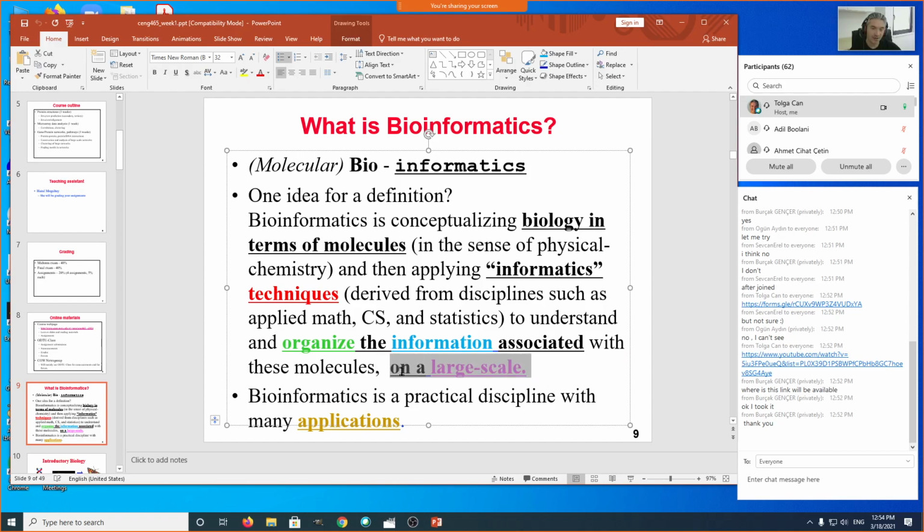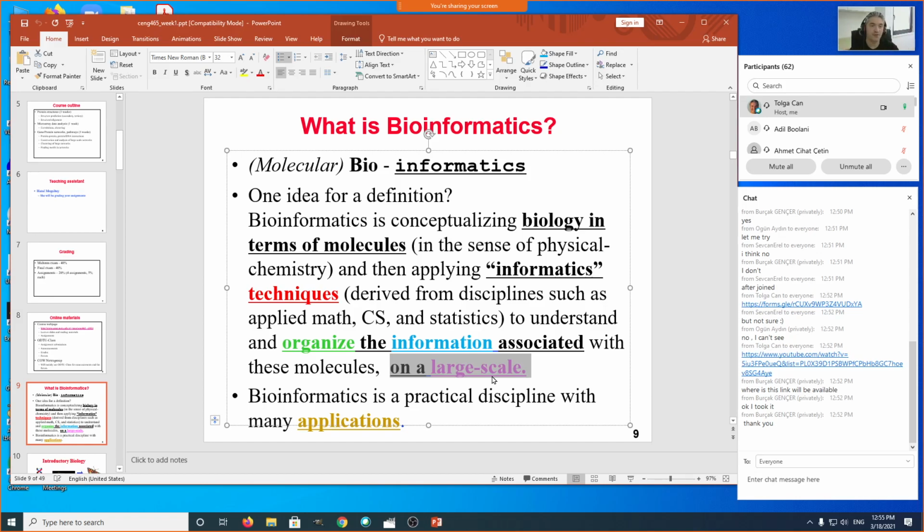Probably this "on a large scale" is the part that differentiates bioinformatics from computational biology. Computational biology sometimes creates mathematical models of small biological systems. But when we have large-scale data and we try to interpret it, cluster it, and infer some new knowledge from it, we usually classify this research domain under the title bioinformatics.